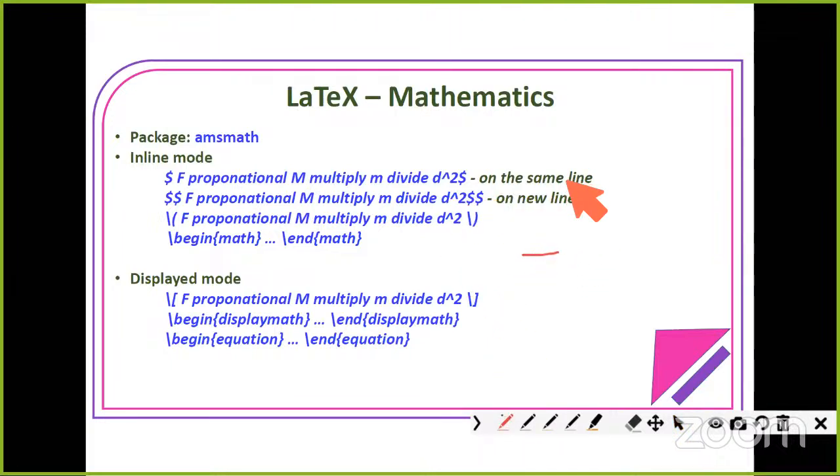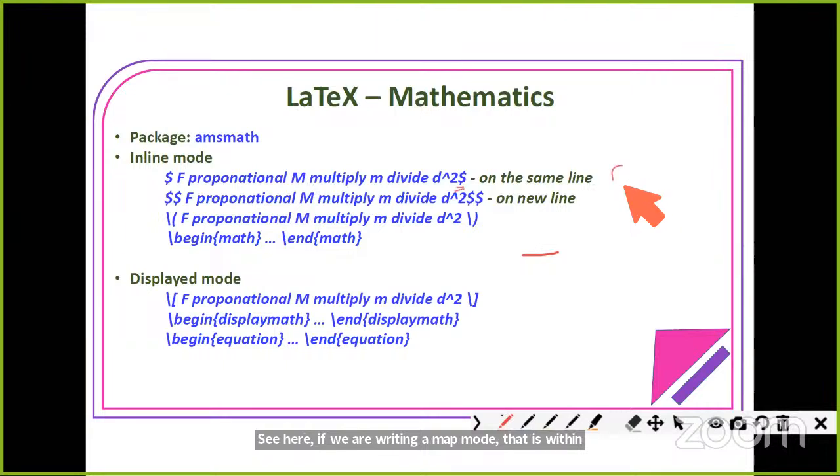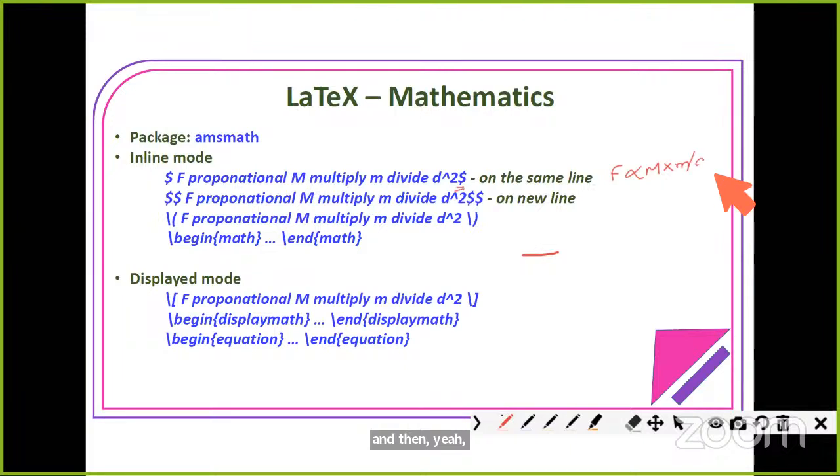See, here, if we are writing in math mode within dollar signs, then whatever output we get will be F proportional to m, multiplied by m. The symbol of multiplication will be the cross, and then m. Divide means divided by, or you can have a slash. And d to the power: if you have this symbol, whatever we are mentioning here, it is a power symbol. Okay, d to the power 2.